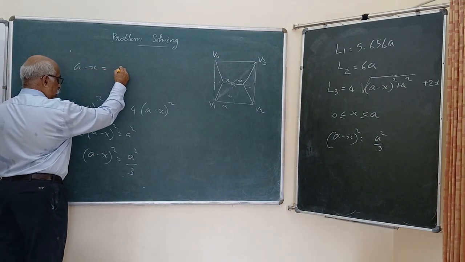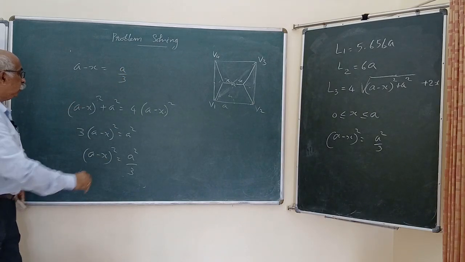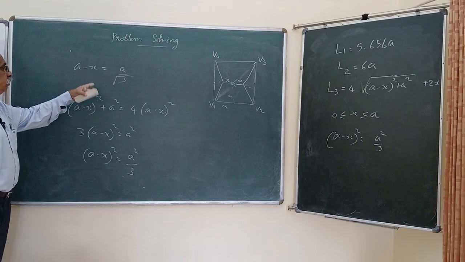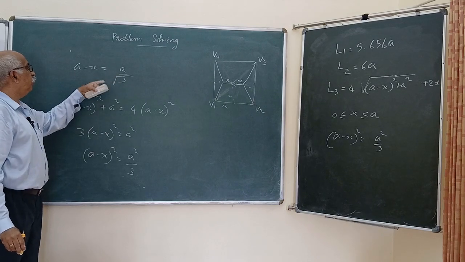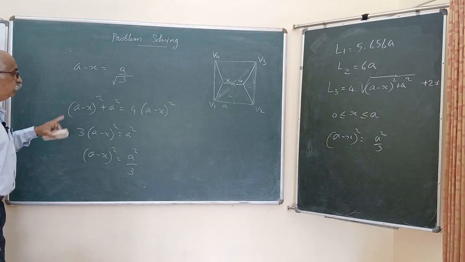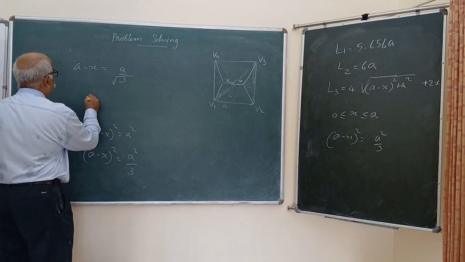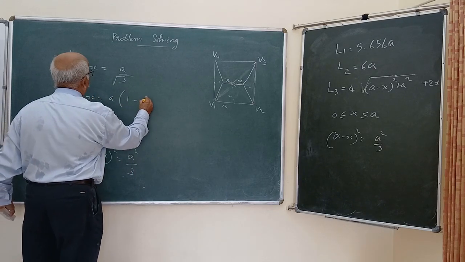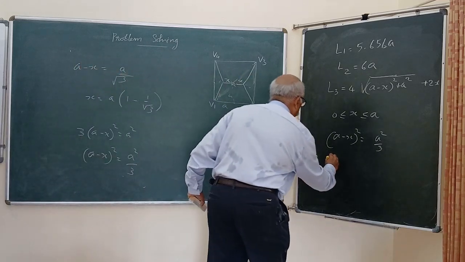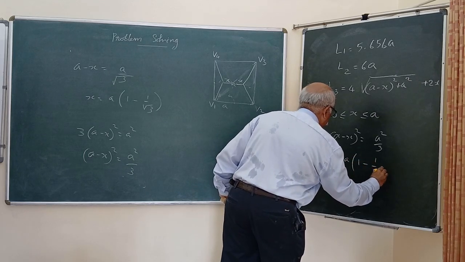Taking square root on both sides, a minus x is equal to a by root 3. Why have we chosen the plus sign, a by root 3? If you choose the minus sign here, x will become greater than a. But that is not possible because x is between 0 and a. Therefore, x is equal to a into 1 minus 1 by root 3.